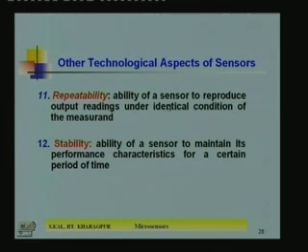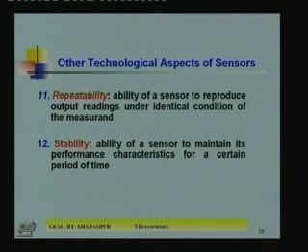Repeatability means the ability of a sensor to reproduce output readings under identical conditions of the measurand. If you apply the same conditions, the output of the sensor should be the same. If it is not the same, it is not repeatable. Repeatability may be lost because of different problems in your design, in your choice of sensor materials, and in your environmental conditions also.